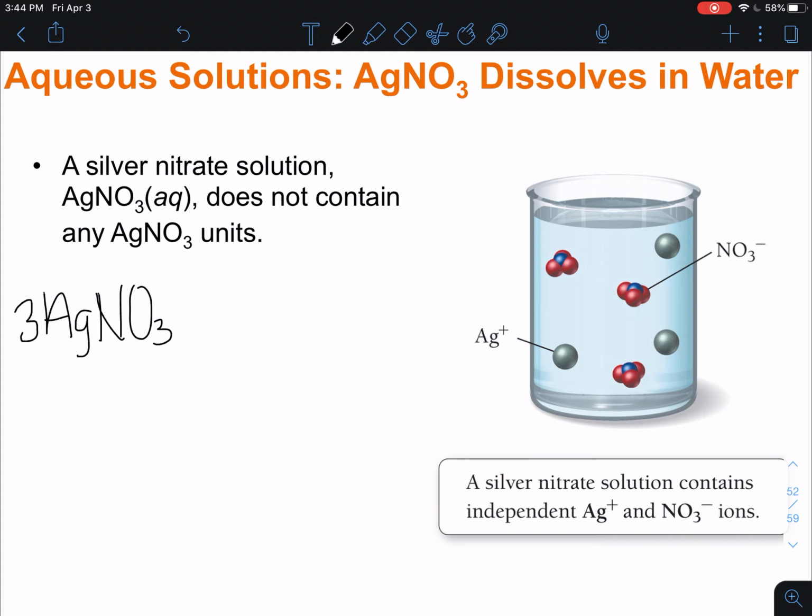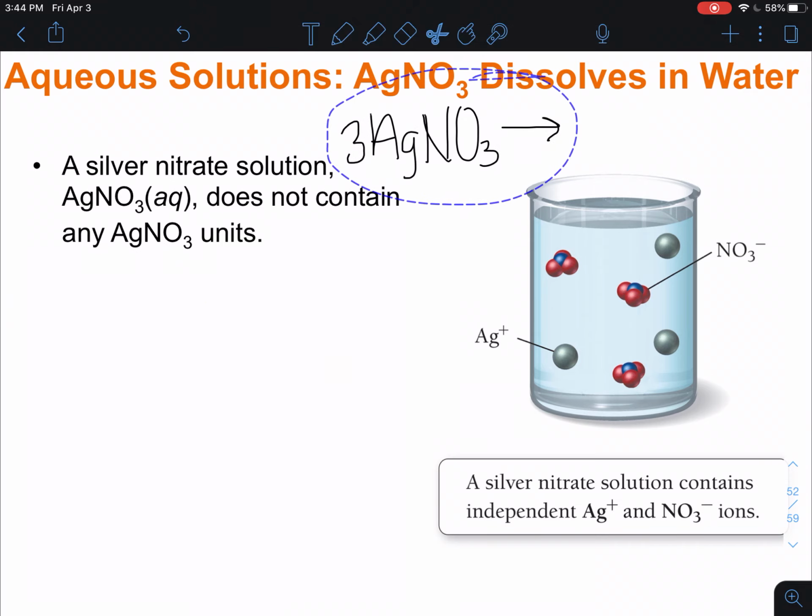AgNO3, when we put it in water, I'm showing this kind of like a chemical reaction, but it's really more of a story, like a before and after. I'll put this up here, because that's what's represented in this slide. So we have 3 AgNO3, and then in solution we end up having 3 Ag plus and 3 NO3 minus. Where did I get this 3 from? It's just because there are 3 in here. 1, 2, 3. I just pull it from this. It's not an actual chemical reaction.